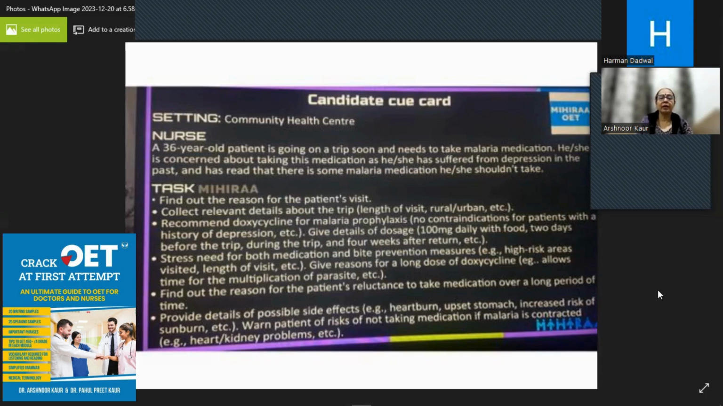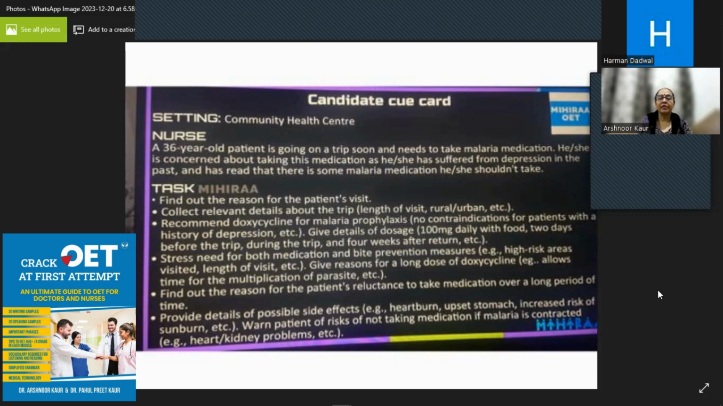Then give the reason for the long course of doxycycline, that it allows time for the multiplication of the parasites. So see, there is a rapid multiplication of the parasites in the body once it gets infected. As we know, it is the female Anopheles which is responsible for malaria. And this malaria parasite is quite dangerous for mankind. So to avoid that, you need to carry on this medicine as prescribed by the doctor.